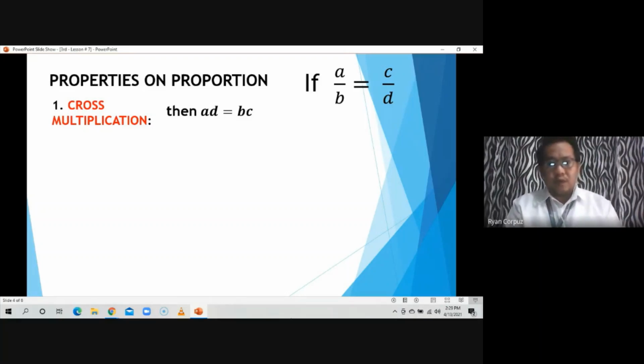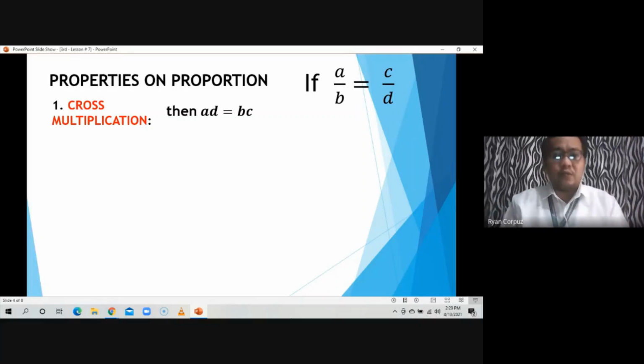So let's say if we are asked to find the value of a certain variable in a given proportion, all you have to do is to apply cross multiplication. So applying cross multiplication is the same way that we are applying the fundamental law of proportion. So, parang ganun din na-apply natin.